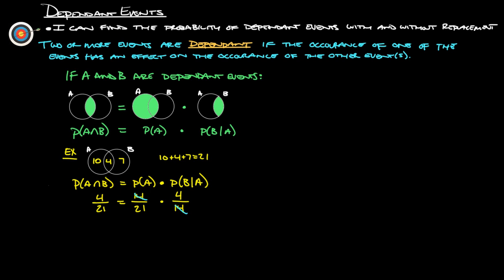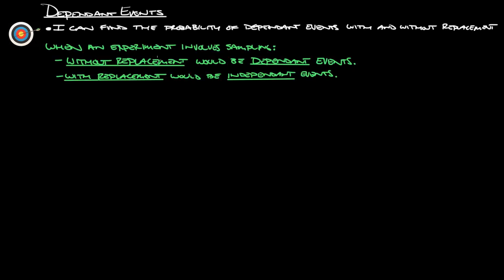Okay, when an experiment involves sampling, without replacement would be dependent events. So if you pull something out of a bag and then you don't put it back in, that's not replacing it. That would be dependent events. If you have an experiment which involves sampling and you do replace it, so you put the marble back in, those would be independent events because it won't matter because you're putting the marbles back in. It's always going to be the same amount and same type of marbles that you're pulling out.